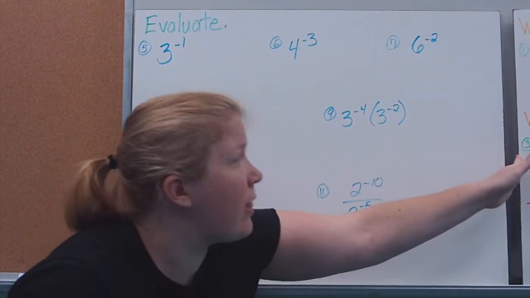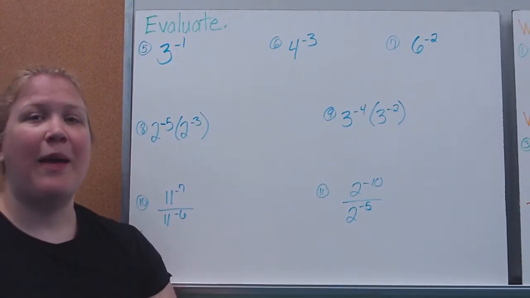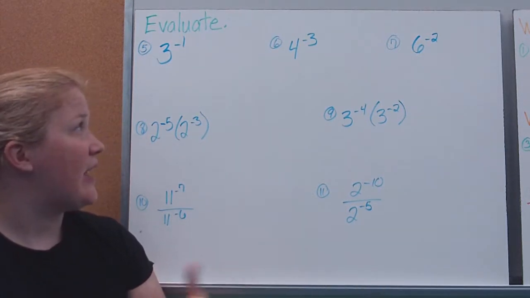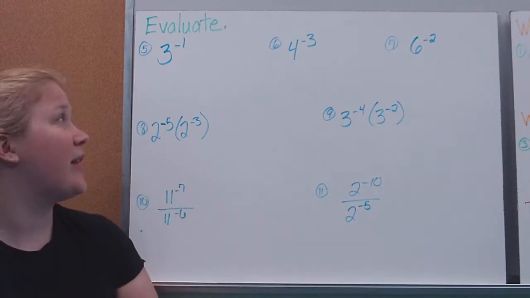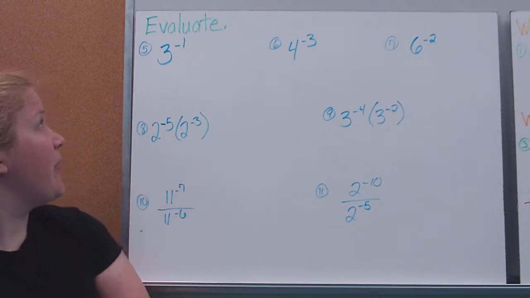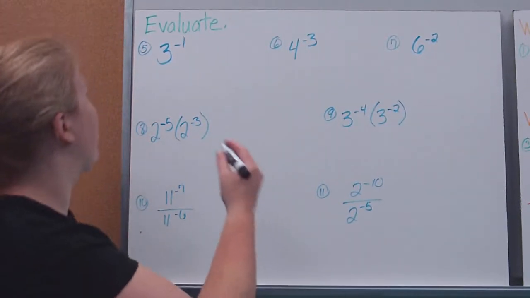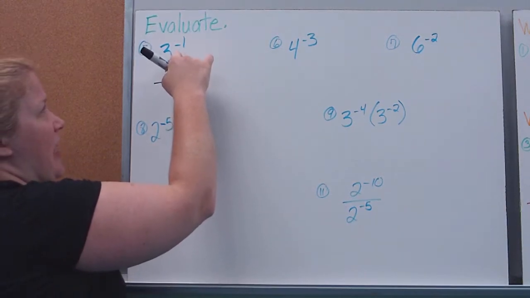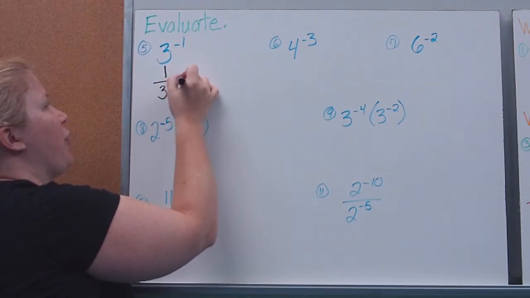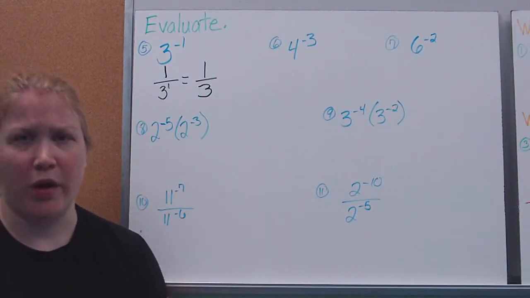So here it says evaluate. That means I want to simplify it to its fraction form, and we'll leave it in fraction form. We could change it into decimal if we wanted as well. Either is acceptable. So the first thing I want to do is simply rewrite this as a positive exponent. That's my first step. So I know I always write 1 on top, and then I just take away my negatives. So this would be 1 over 3 to the first. 3 to the first power is 3, so this would be 1/3.